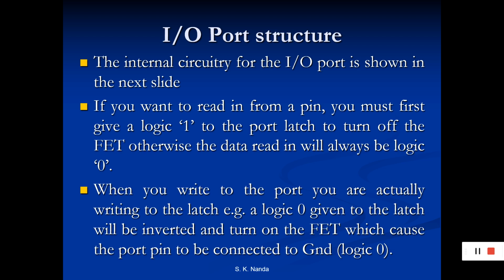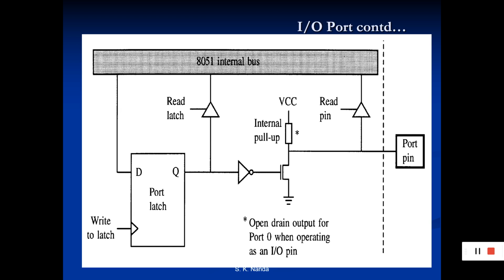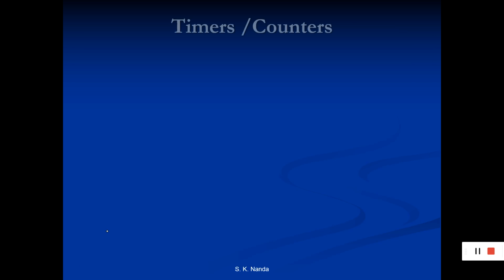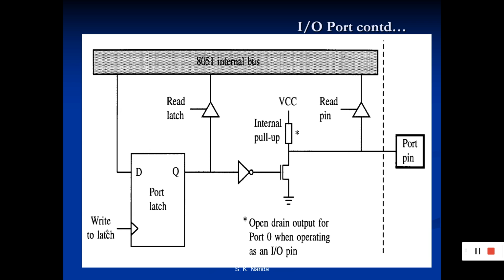Now this is the internal structure for IO port, where the triangle and this line, these are the different latches. This is the transistor and this is a port. This is the latch where you can write something and this is for reading. This is the internal structure for IO port.